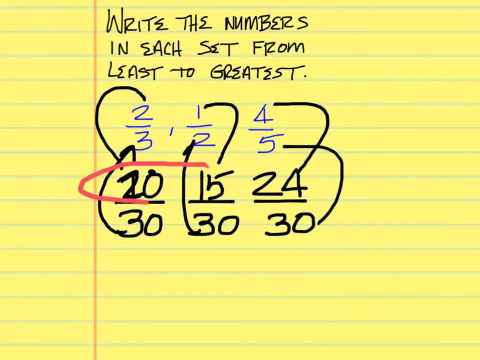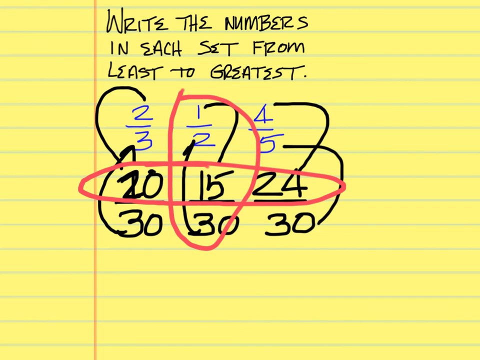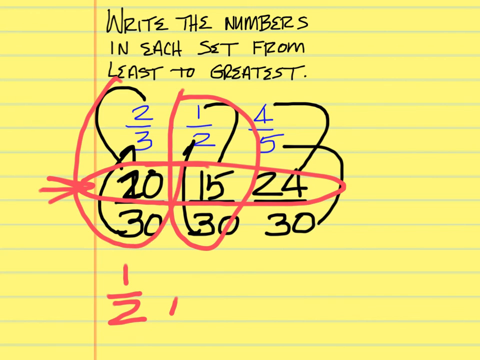What is the lowest number of these numerators? And it pertains to the 1/2. So that's the lowest. What's the next highest numerator down here? 20, and it pertains to the 2/3. Of course, you just have one left, so 4/5.